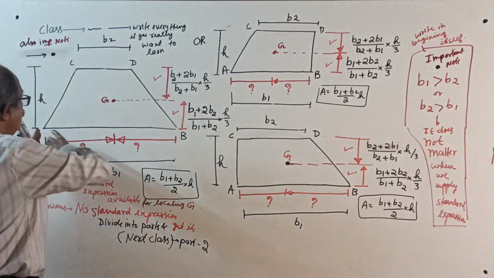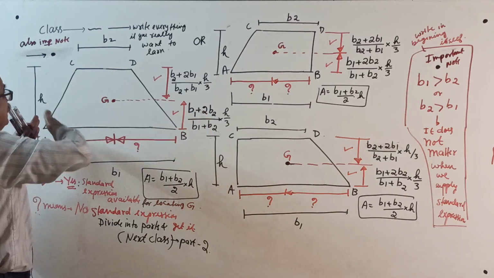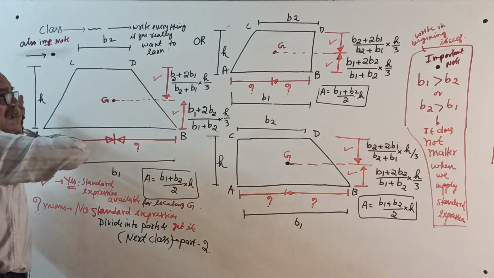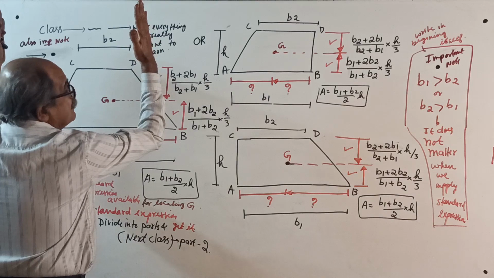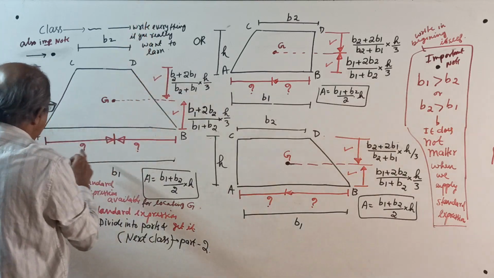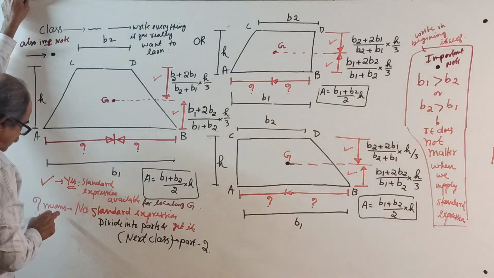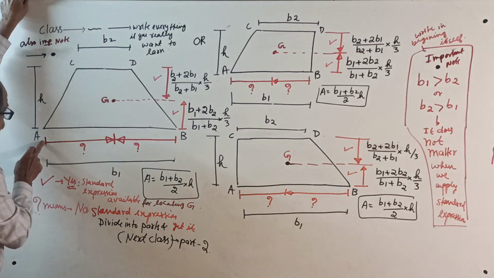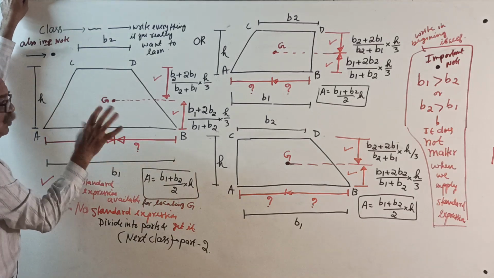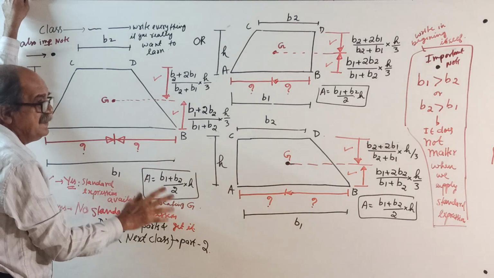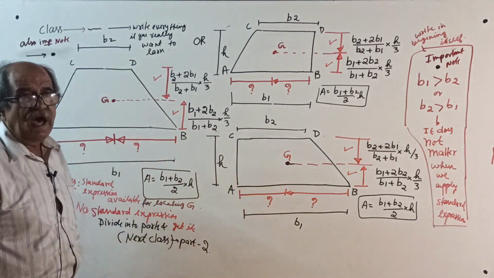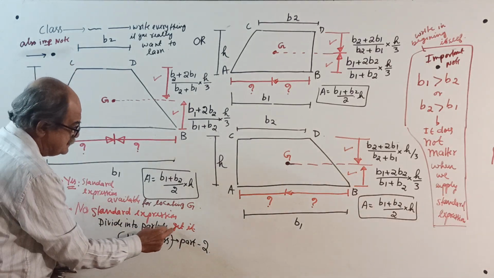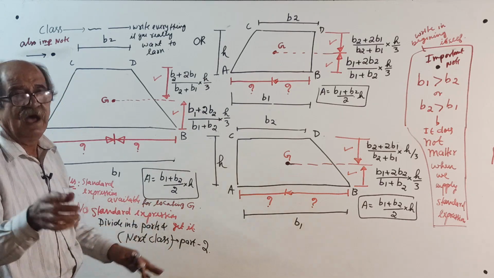Because this way, there is no parallel side here. See, this way you can apply the standard formula. If the parallel sides are like this, you can't apply it. So, question mark means no standard expression. From here, if you want the centroid, we don't know. Right now we don't know, or the standard expression is not there. Then what to do? Divide into parts and get it. Next class, I will do that one.